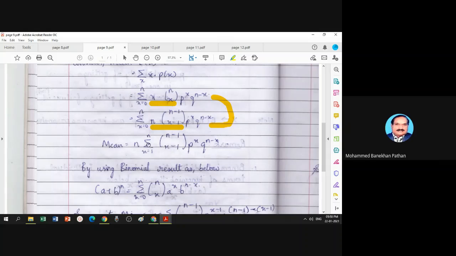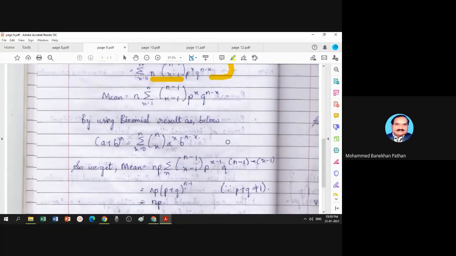So next step, the sum over x from 1 to n of (n minus 1) choose (x minus 1), p raised to x, q raised to n minus x. This is the simplification. Now here, we use the binomial theorem, which I stated in the remark. (a plus b) to the power n is the summation over x from 0 to n of nCx a raised to x b raised to n minus x. This is the binomial theorem.